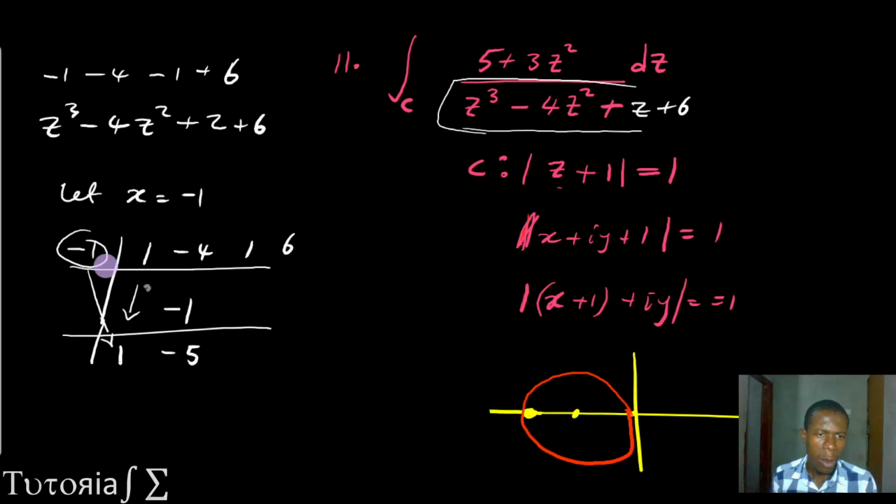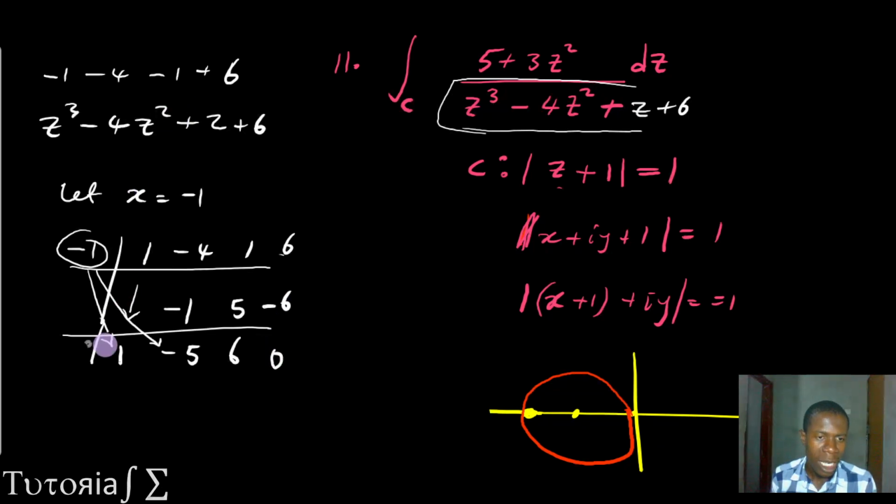-1 times that will give +5. 5 plus this will give 6. And again, -1 times that gives us -6. Add 6 and it will give us 0.